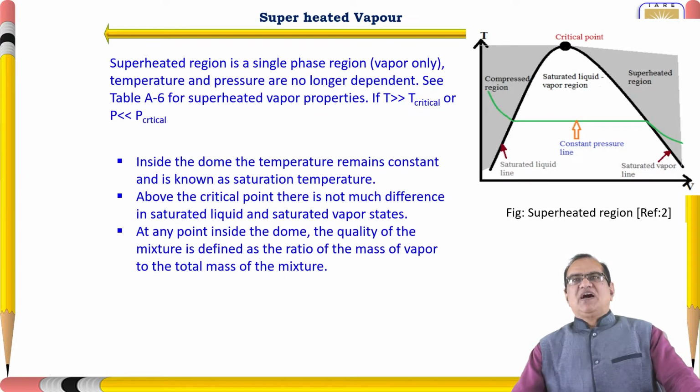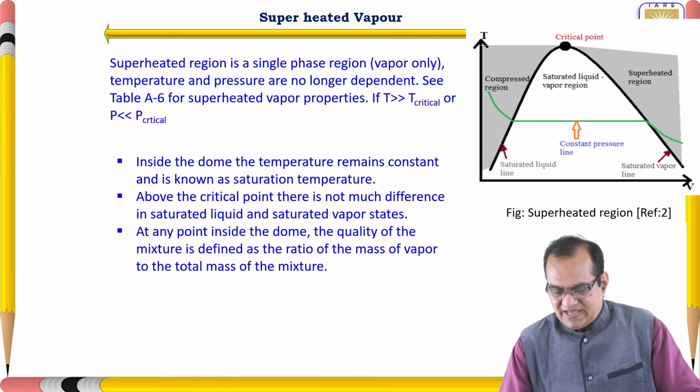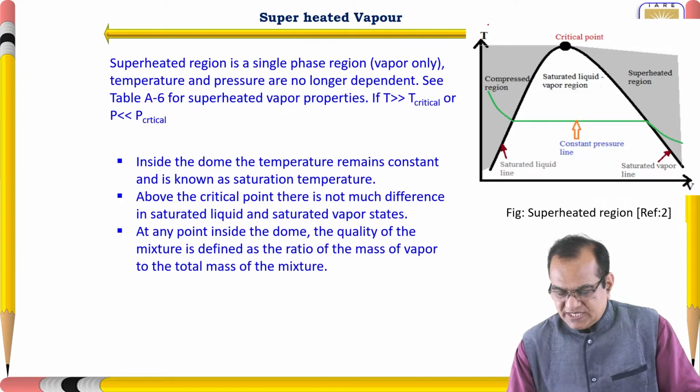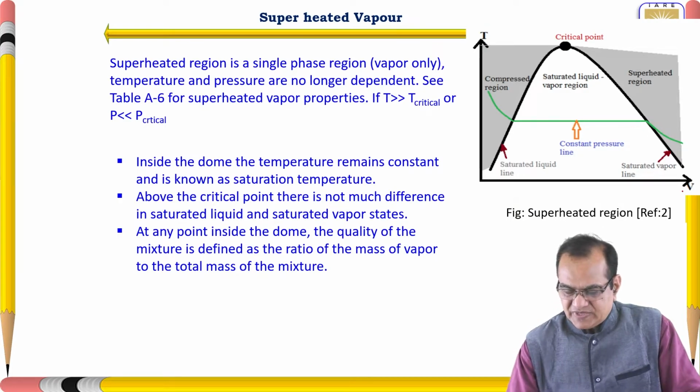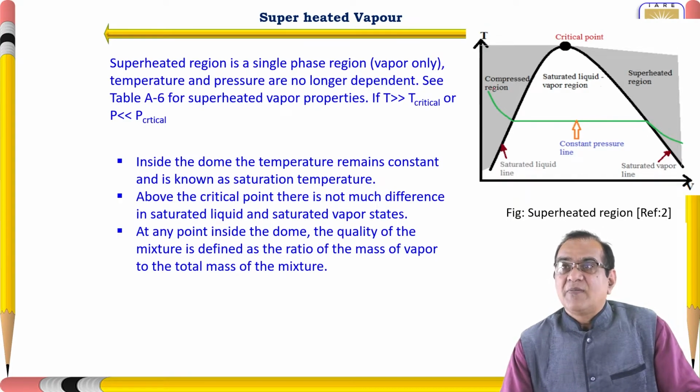Temperature and pressure are no longer dependent. So if you see in this diagram, this is the T and V diagram. Here this is called the compressed region. This is the saturated liquid vapor region. Here it is a combination of liquid and the vapor, and if you go here, there is the superheated region.